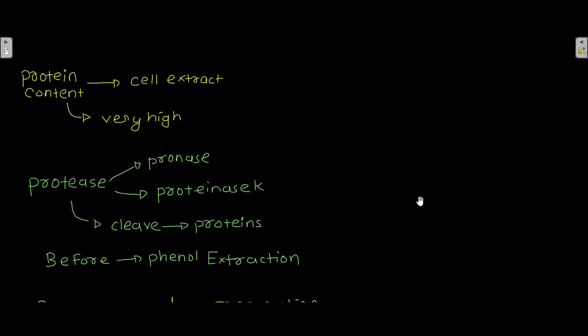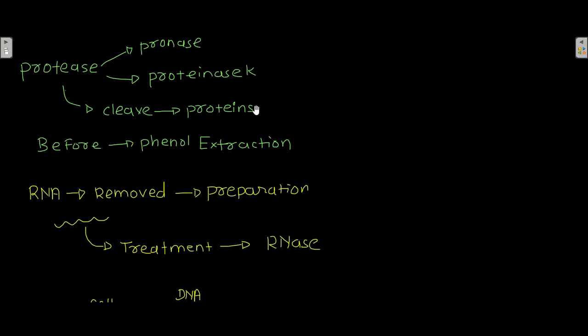Then you apply phenol extraction so that proteins get precipitated and you get the nucleic acid in the aqueous solution. You have removed proteins and want to isolate DNA, but RNA can still be there in the aqueous solution, right? So this RNA is removed from the preparation by treatment with RNase. The RNase will digest the RNA and you will be left with DNA only. That is how you isolate DNA.